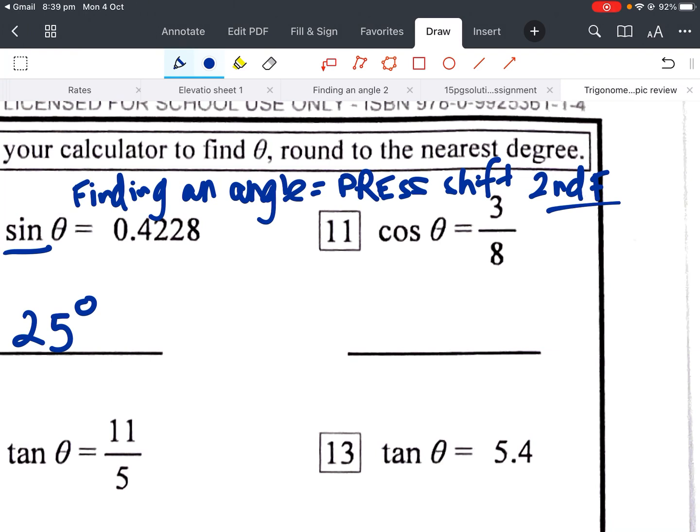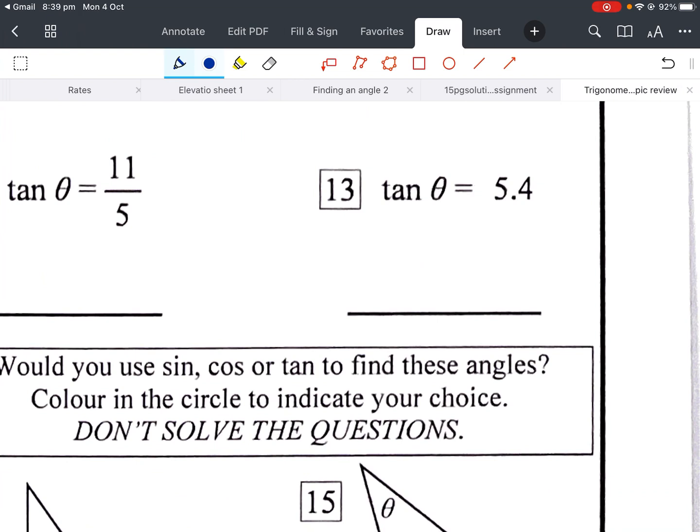I get 67.975. If I press the DMS key, or the bubbles key as I like to call it, in apostrophes, I get 67 degrees 58 minutes. Because that 58 is over 30, I need to round up my 67, don't I? And hopefully you got 68.